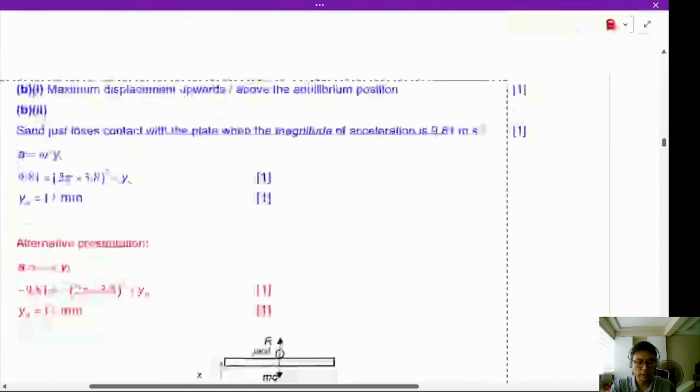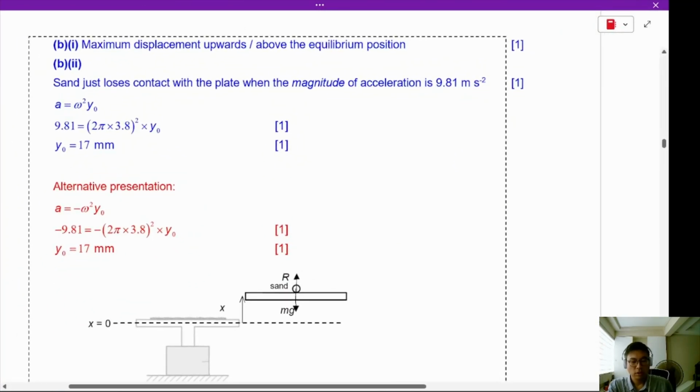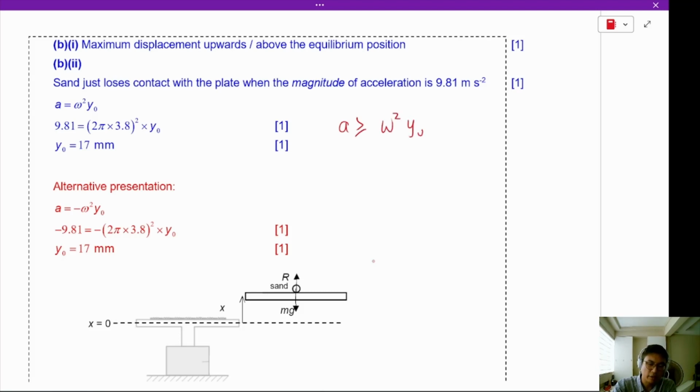We'll take a look at part 2. When the sand loses contact with the plate, the magnitude of the acceleration is 9.81 meters per second squared downwards. So we'll put in the value: A is equal to or greater than omega squared y naught. So 9.81 is greater than or equal to (2 pi times 3.8 frequency) squared, or you can use the other value like 157, multiplied by y naught. So y naught must be equal to or greater than 17 mm.